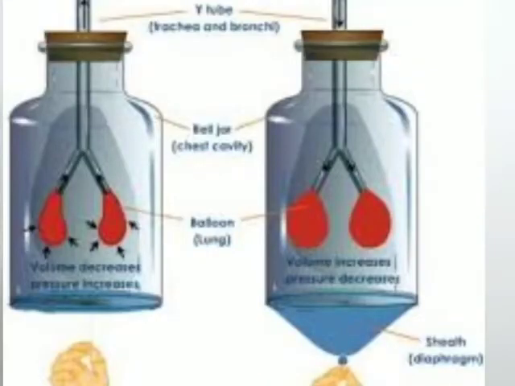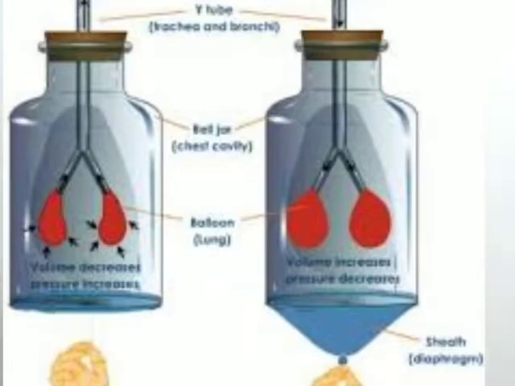Now here you can see a model of the lungs. You can make a model of the lungs. For that you need a plastic bottle, then a Y-shaped tube, then a cork to close the bottle, then a large balloon and 2 small balloons. So you can see from the picture.